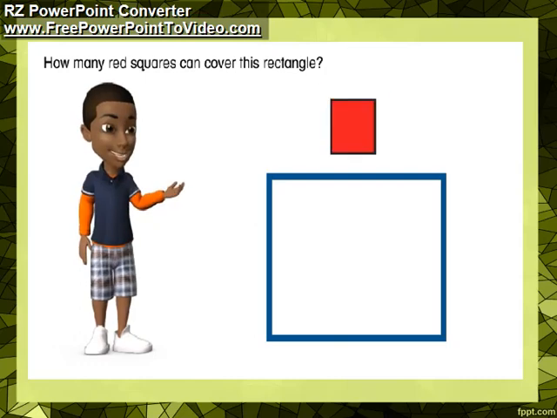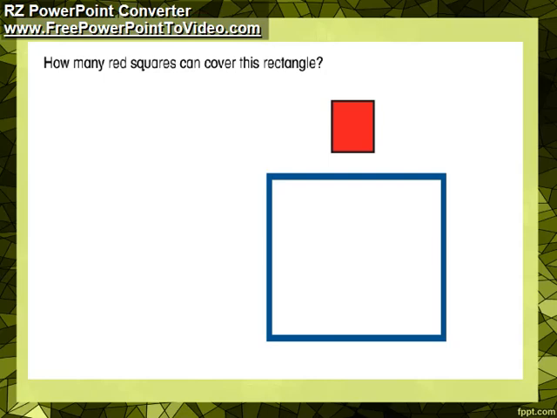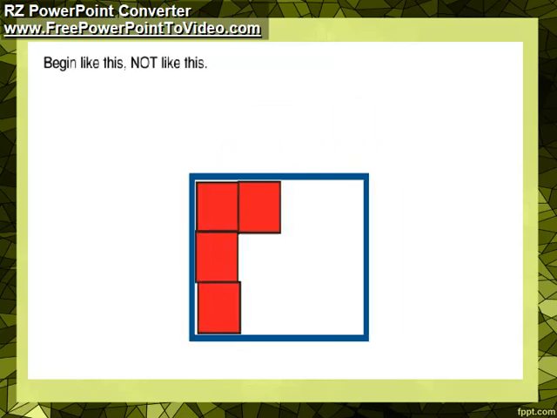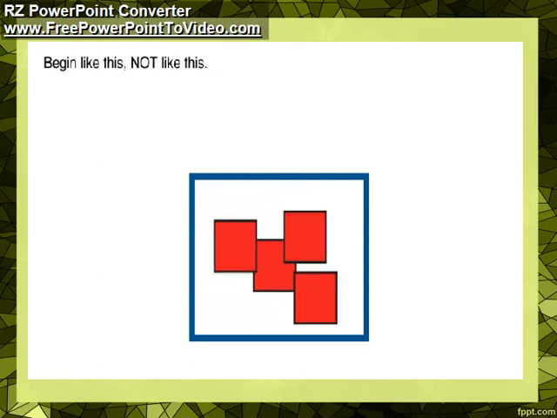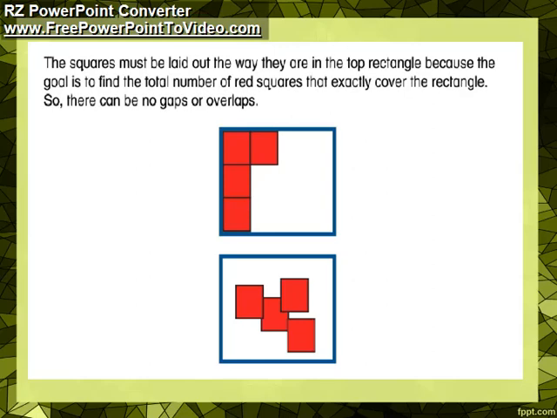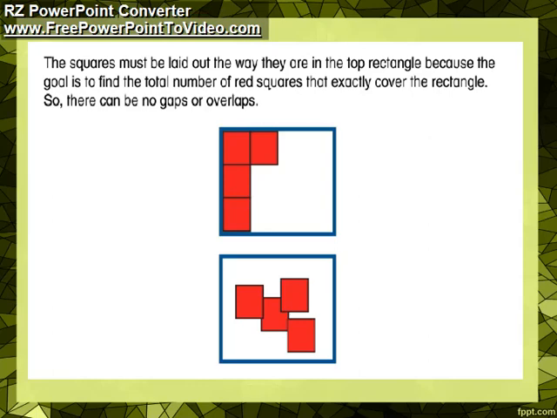How many red squares can cover this rectangle? Begin like this, not like this. Why must the squares be laid out the way they are in the top rectangle? The squares must be laid out the way they are in the top rectangle because the goal is to find the total number of red squares that exactly cover the rectangle, so there can be no gaps or overlaps.